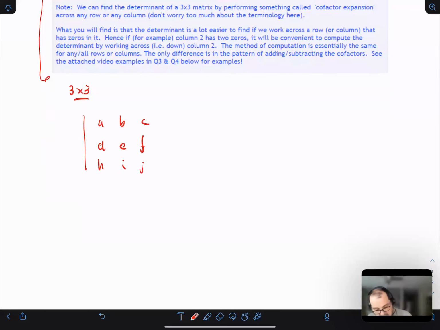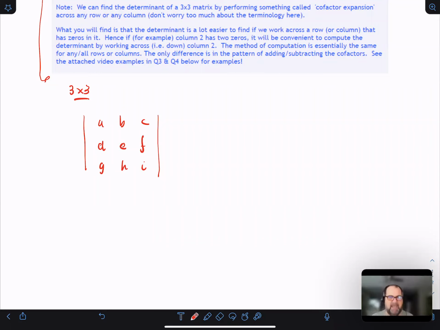Let's keep it alphabetical. E, F, G, H, I, let's say that. So what would be the determinant of a 3x3 matrix? There is a little bit of theory behind this, but I'm really just trying to get us the method here. We do the determinant of a 3x3 matrix by something called cofactor expansion.